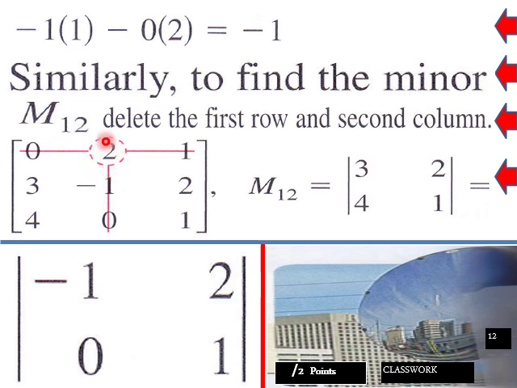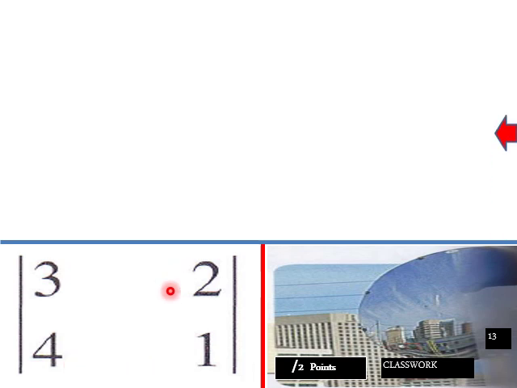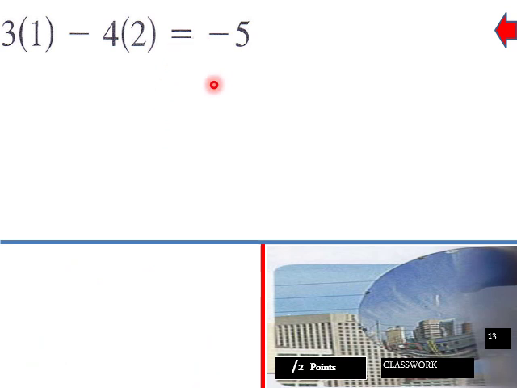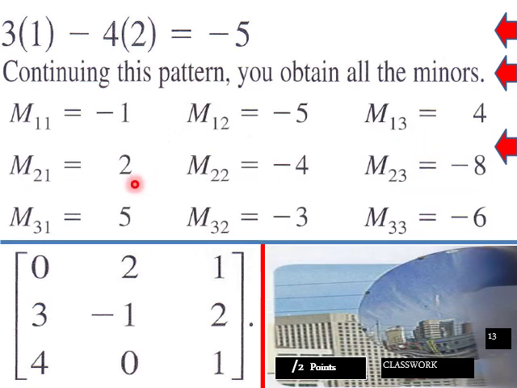So this would be the format to find M12. For the minor of this position, you would end up with 3, 4, and then 2, 1. So you have 3 times 1 minus 4 times 2 equals negative 5. Then continuing this pattern, you obtain all the minors, for these different positions. M33 would equal negative 6. So 3, 3 here.